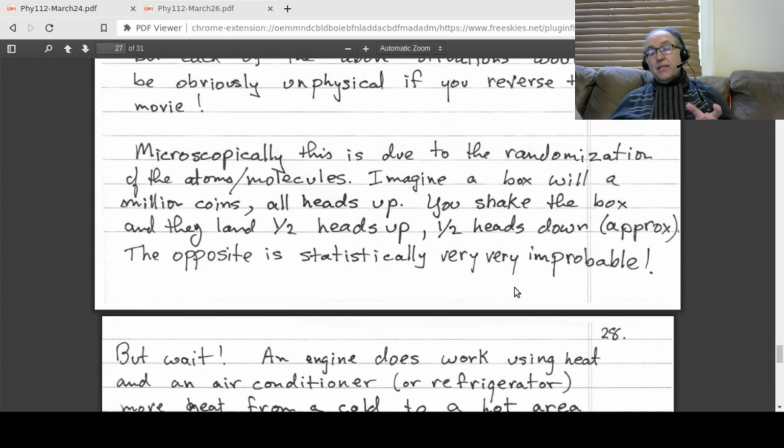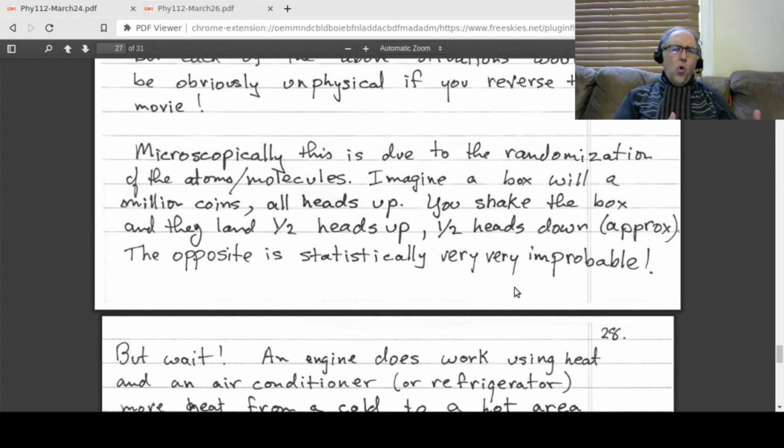A half multiplied by itself a million times is 1 over 2 to the power 1 million, which for all intents and purposes is 0. So that's a statistically very, very improbable event. Okay, going from the ordered state with all heads up to roughly half heads up, half heads down, that is possible, statistically probable, but the opposite is not. Okay, and so that's the heart of the second law of thermodynamics.